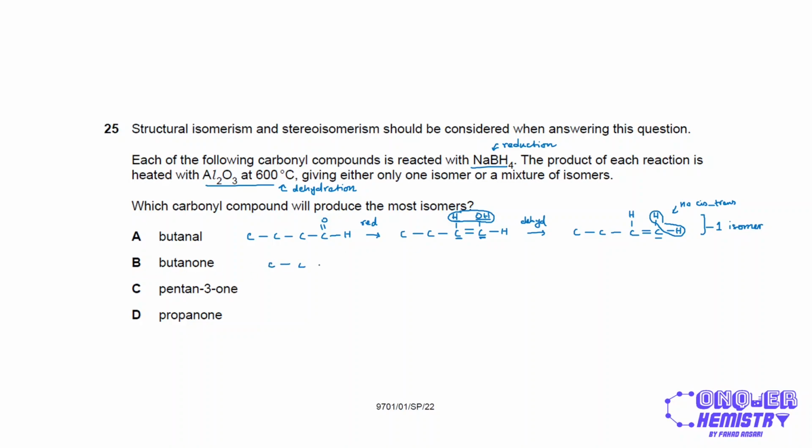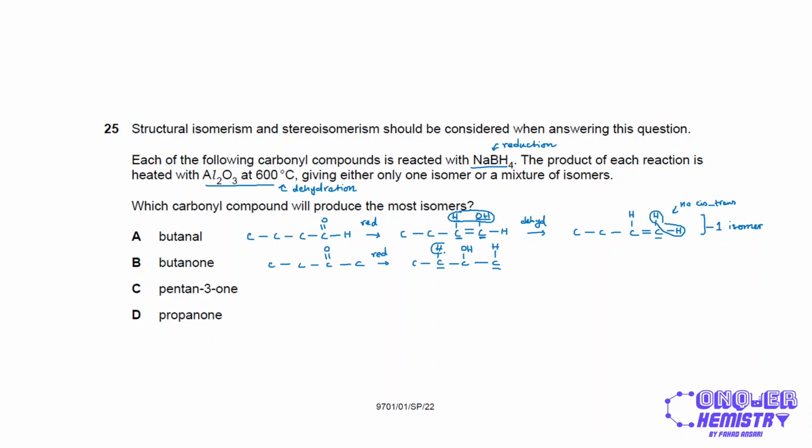So butanone basically differs from butanol only in the fact that you have C double bond O in the second carbon atom. There's no other possibility for this. So after reduction, you are going to get a secondary alcohol like this. And now you have two neighbors to the carbon bonded to the OH. You have this neighbor and this neighbor.